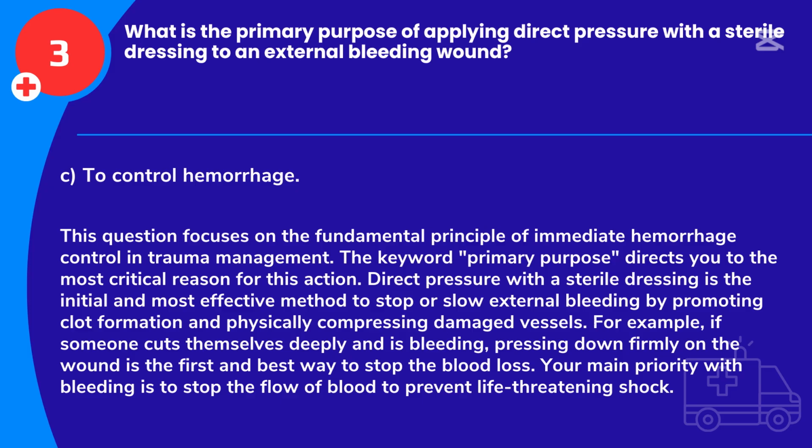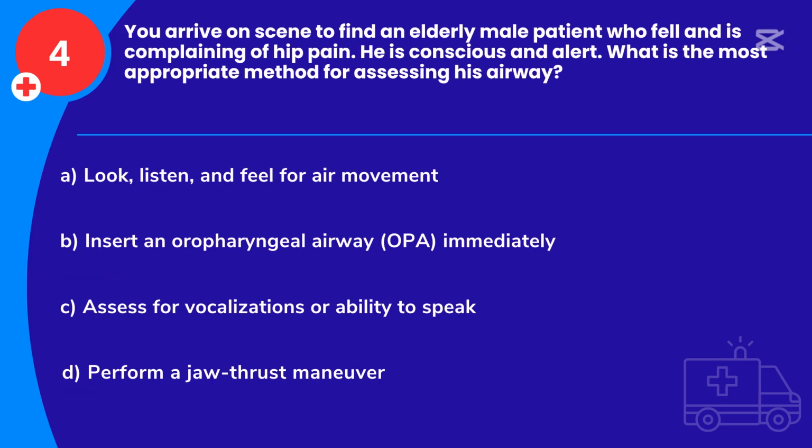For example, if someone cuts themselves deeply and is bleeding, pressing down firmly on the wound is the first and best way to stop the blood loss. Your main priority with bleeding is to stop the flow of blood to prevent life-threatening shock. Question 4. You arrive on scene to find an elderly male patient who fell and is complaining of hip pain.